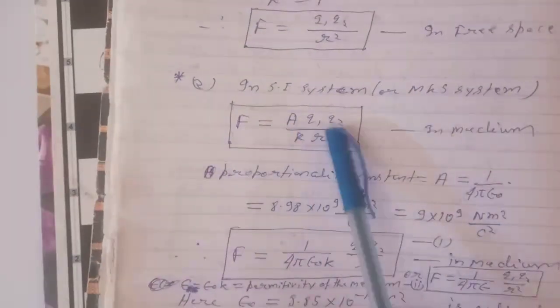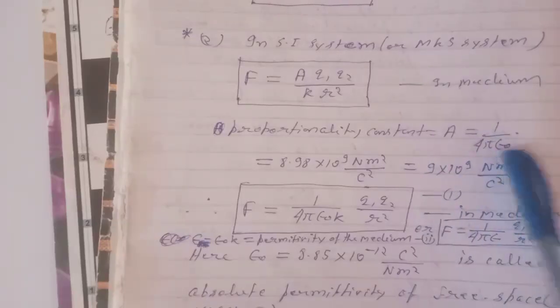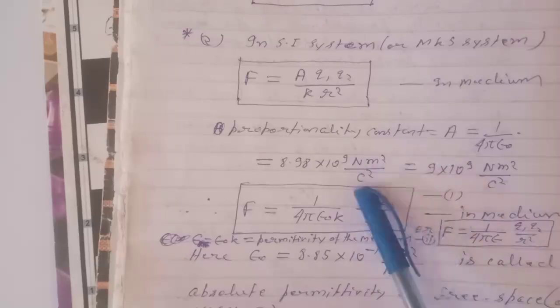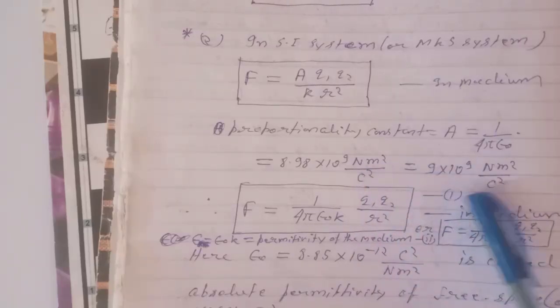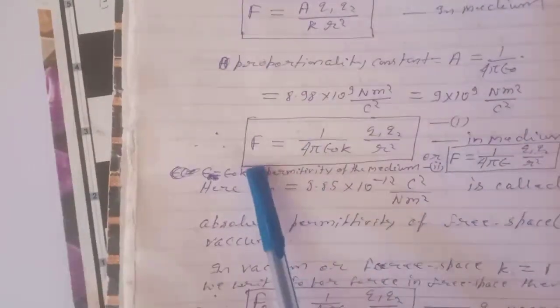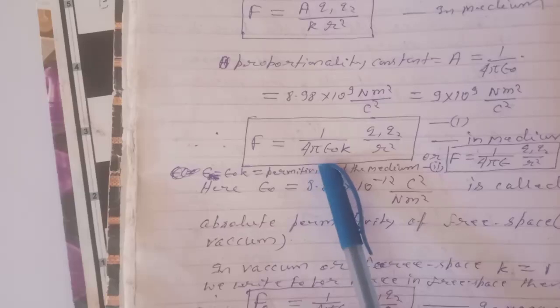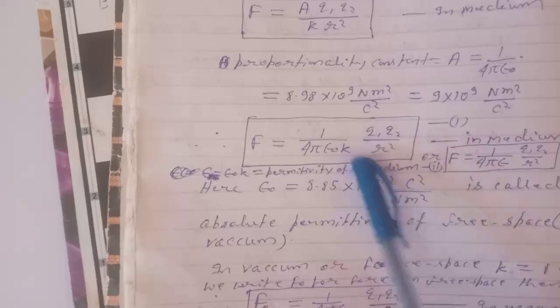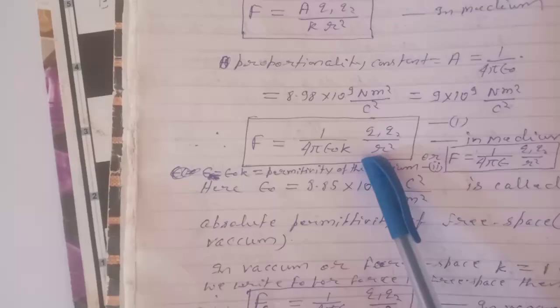Now in SI system or MKS system, F equals A into Q1 Q2 by K into R square in a medium, and the proportionality constant A here is 1 by 4 pi epsilon naught, equal to 8.98 into 10 to the power 9 Newton meter square per coulomb square, or approximately 9 into 10 to the power 9 Newton meter square per coulomb square. Hence, in SI system, the force is given by F equals 1 by 4 pi epsilon naught into K into Q1 Q2 by R square. This is the formula for when the charge is placed in any medium.